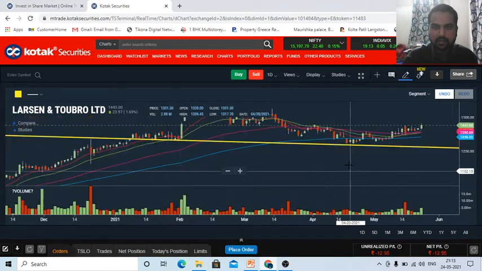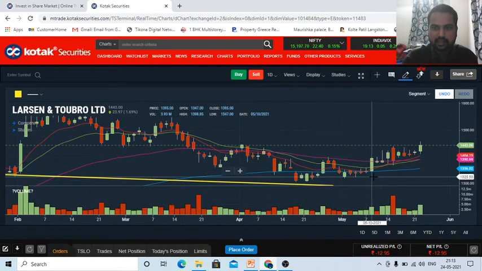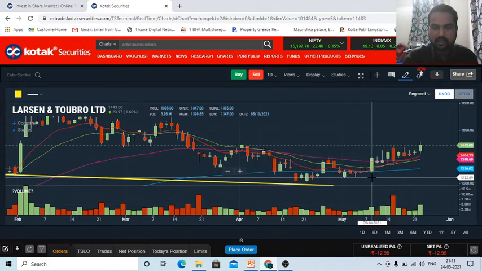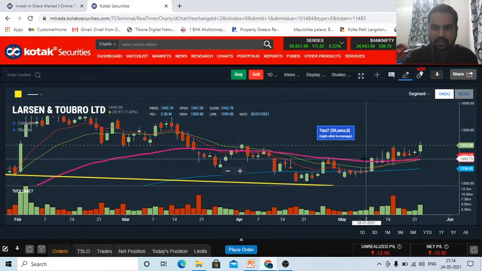Another point to note is that on this day, 10th of May, the stock closed above all the moving averages in a single day: the 10-day, 20-day, 50-day and 100-day moving average. It is a very unique pattern when a stock closes above all the moving averages in a single day. So it means a lot for the stock. After that close, the close was 1392, approximately 1395 rupees.